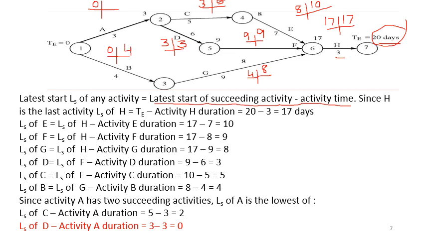And now the latest start of A. Whenever you're finding the latest start from right to left, whenever any activity has two succeeding activities, for example here, since A has two succeeding activities, the latest start of A will be the lowest of LS of C minus activity A duration, that is 5 minus 3 is equal to 2, and LS of D minus activity A duration, 3 minus 3 is equal to 0. It will be 0, the lowest of these two values.